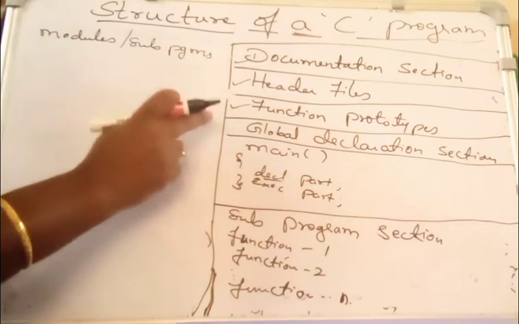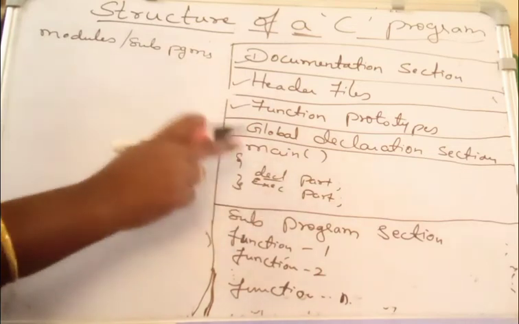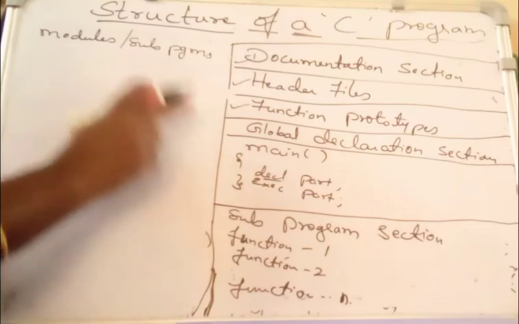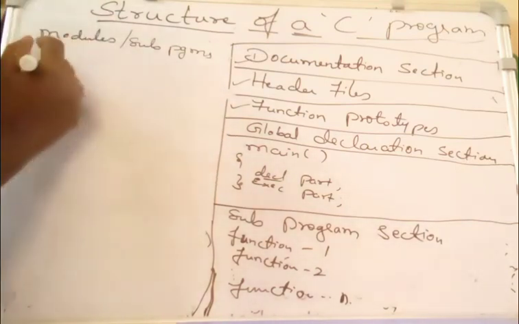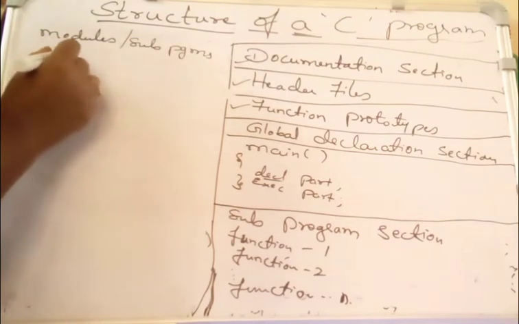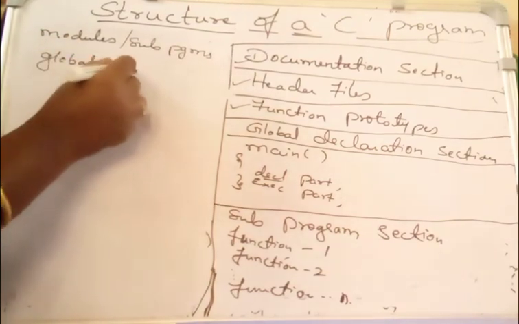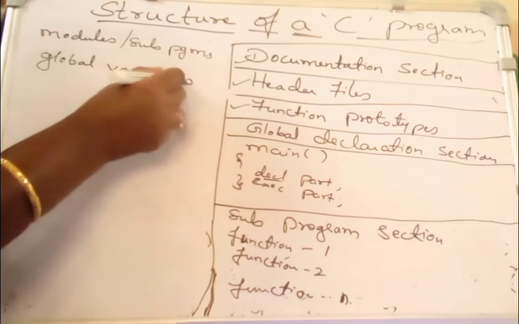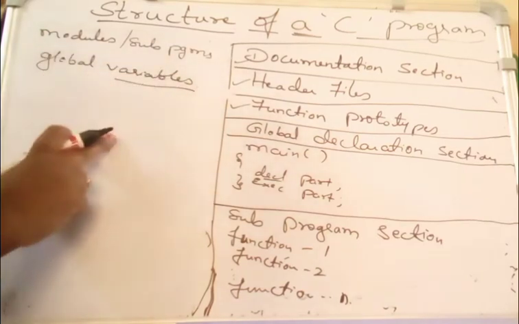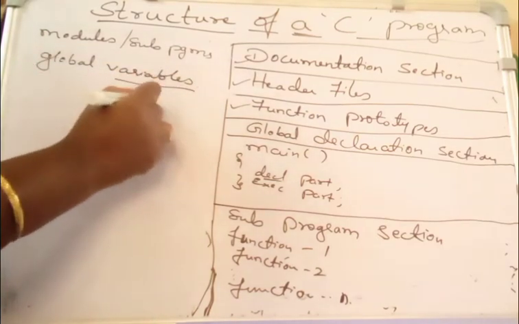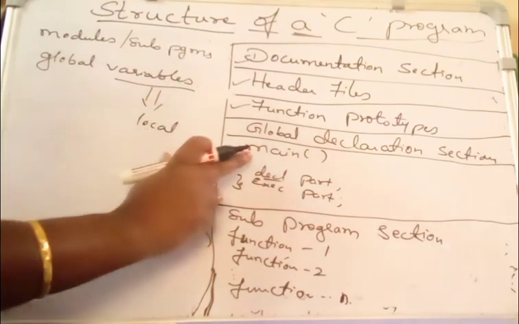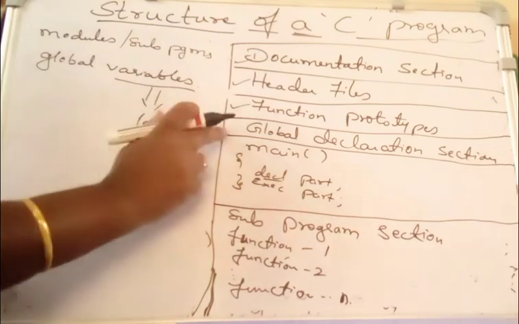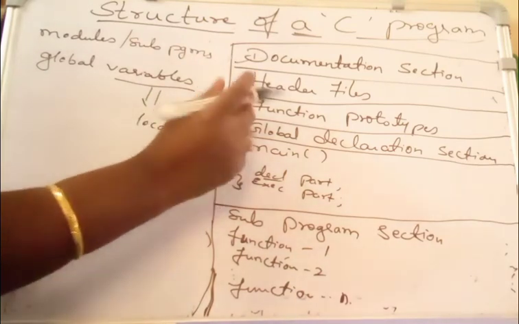Global means every other function outside the main function also can access these global functions, or it can be global variables. So here guys, you should remember, whenever we declare any variable inside a function, that variable will be local to that function. The scope of that variable will be within that function. But once you declare it as global, then what happens?